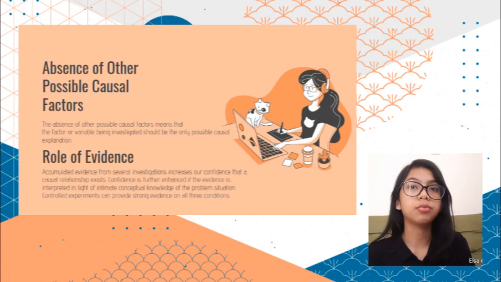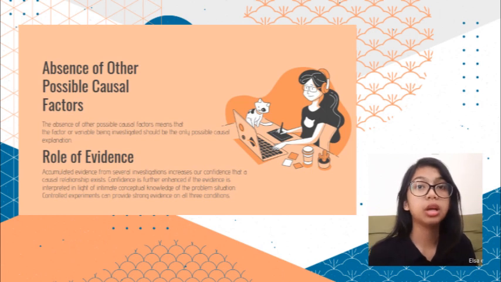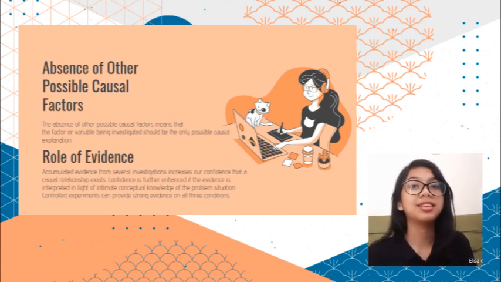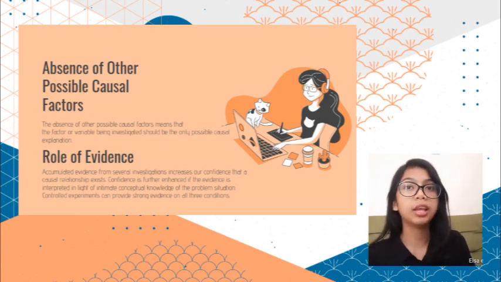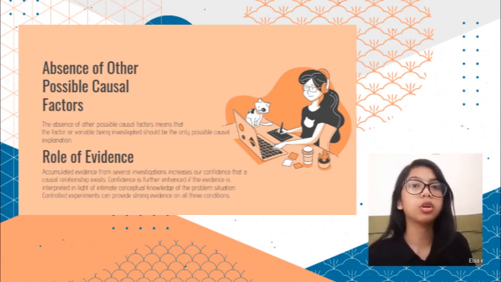Role of evidence. Accumulated evidence from several investigations increases our confidence that a causal relationship exists. Confidence is further enhanced if the evidence is interpreted in light of intimate conceptual knowledge of the problem situation. Controlled experiments can provide strong evidence on all three conditions.